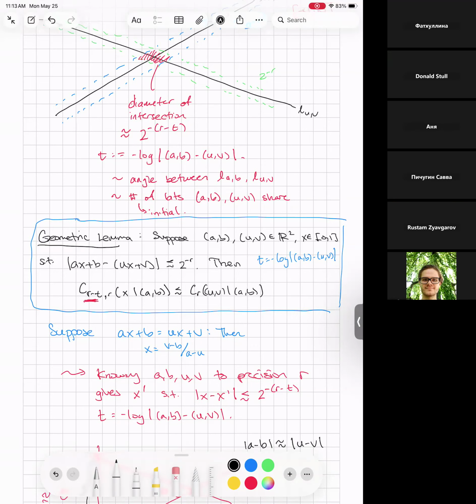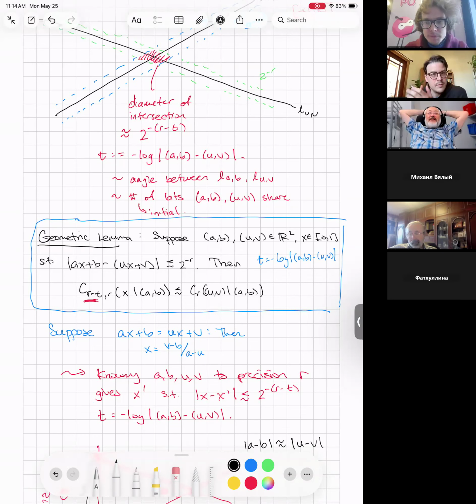What I don't understand is why there are two subscripts, what does R comma R minus T mean? That means the condition you take with R bits of precision and X you take with R minus T. But on the right side we have only one, because it's the same. Philosophically it should be clear. Okay.